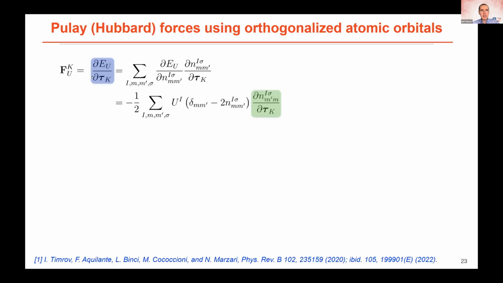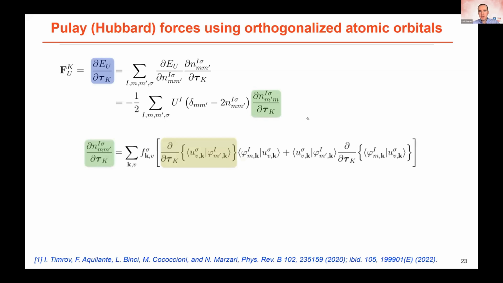This force is defined as the derivative of the Hubbard U correction with respect to the atomic displacement tau. We can represent this derivative as the derivative with respect to the occupations n, times the derivative of the occupation with respect to tau. So the first term is easy to compute. It gives us U times the Kronecker symbol minus 2n, and the second term we keep, so we highlight it in green. When we use the definition of the occupation matrix n, we can write the expression for its derivative, dn over d tau.